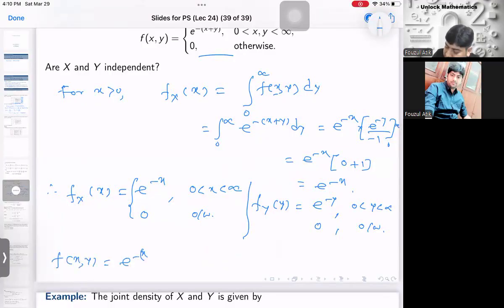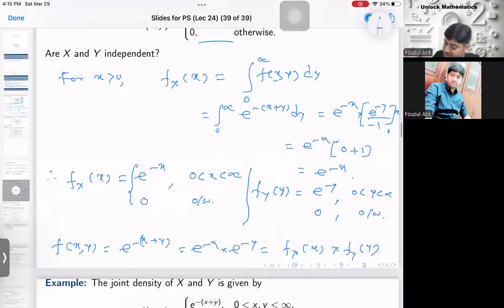And then finally, we have f(x,y) equal to e^(-(x+y)). It is equal to e^(-x) into e^(-y), which is equal to f_X(x) into f_Y(y), whenever you have 0 < x, y < infinity, and otherwise all these are 0. So we can immediately declare that X and Y are independent random variables, because their joint probability density function is equal to the product of their individual marginal density functions.